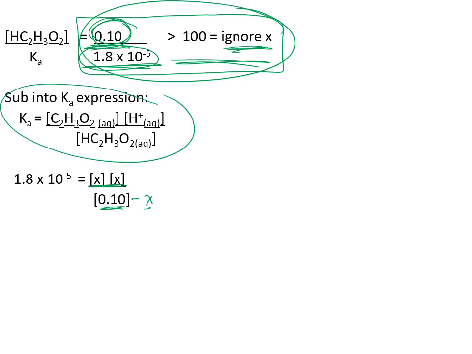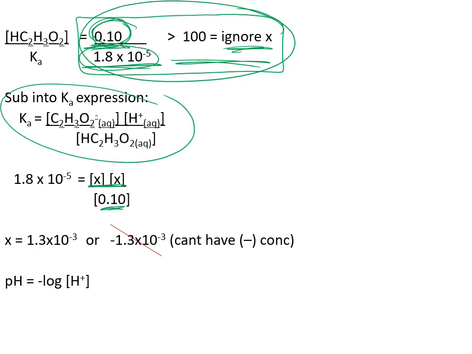So I can just not subtract it, and I'll pretty much end up with 0.1 anyways. And so I end up with an X value of about 1.3 times 10 to the negative 3, as well as a negative 1.3 times 10 to the negative 3. I know that I can't use the negative value because I can't have a negative concentration, and in this case X represents a concentration, so it has to be positive. I can then take this because this represents the concentration of my hydrogen ions that I saw in my ICE table. So if I take the negative log of that, I've got the pH.